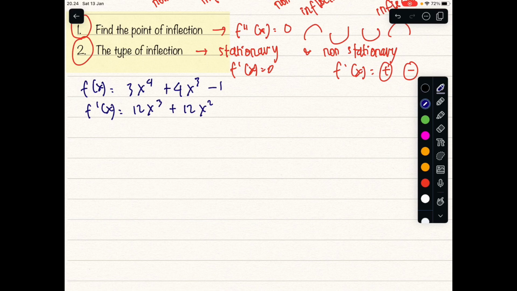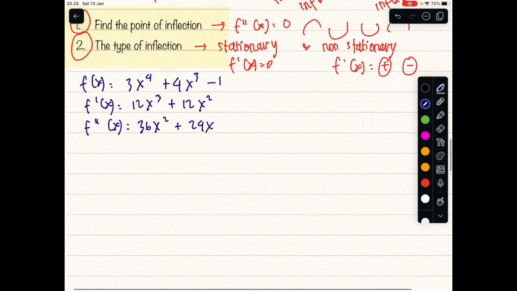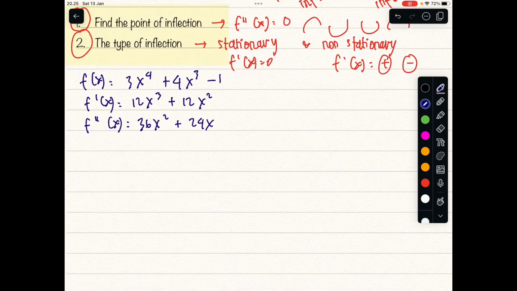Okay, and then we're going to go to the second derivative. We need both, yeah, the first and the second derivative. Okay, the second derivative is going to be, so 12 times 3, which is 36, 36x to the power of 2, and then plus 24x. So we have both the first derivative and the second derivative. And because we're looking for the point of inflection, the first thing that we need to do is set the second derivative equal to 0. Okay, which is 36x squared plus 24x equals 0.